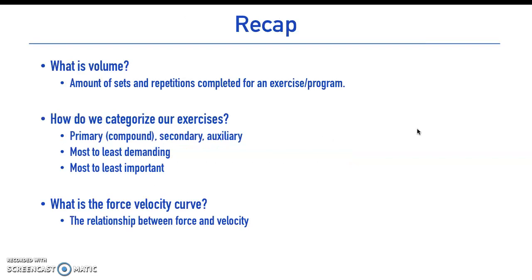So quick recap. Last week's questions were: what is volume? Volume was just the amount of sets and repetitions completed for an exercise in the program. How do we categorize our exercises? We went from our primary exercise to our secondary to our auxiliary exercise, from most to least demanding, or most to least important. And then, what is the force velocity curve? We just established that it was a relationship between force and velocity.